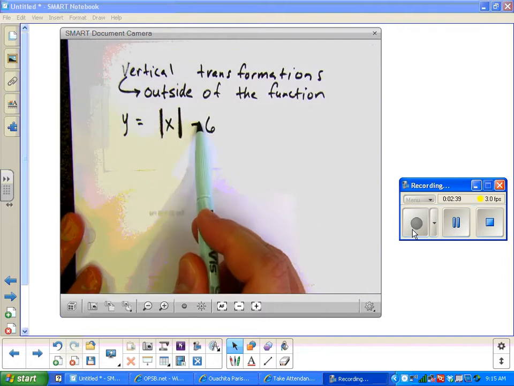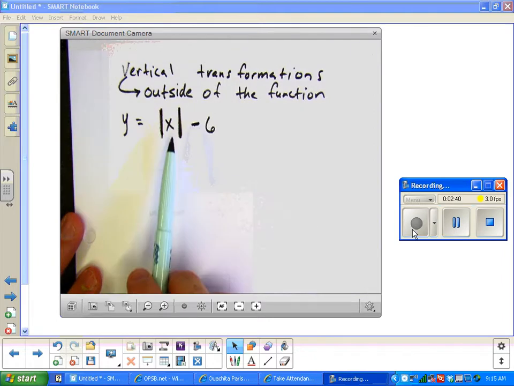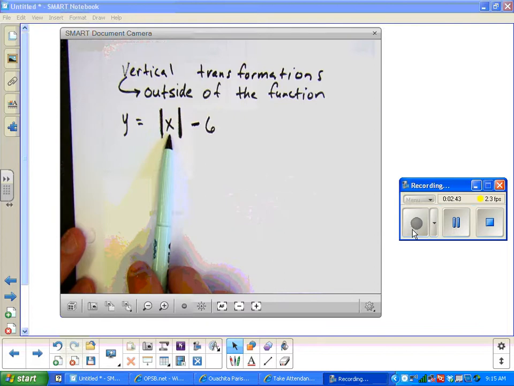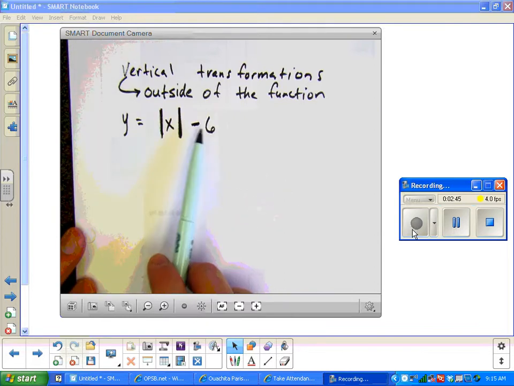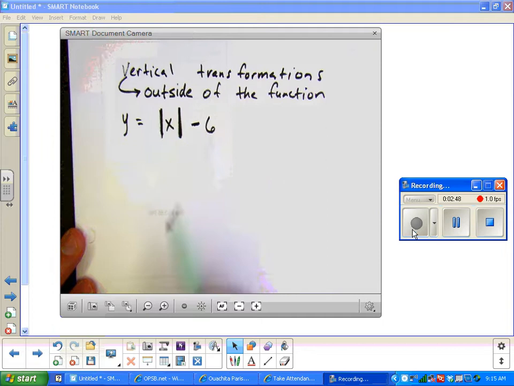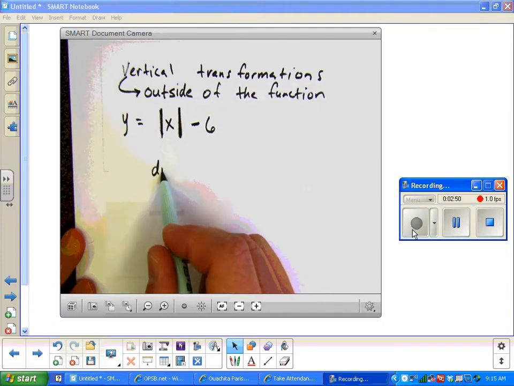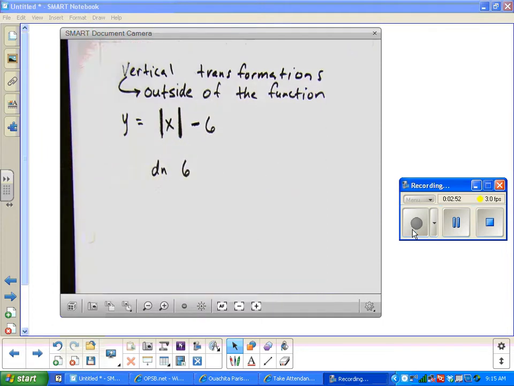Now, let's look at this one, and we'll start with this one since we did this one in Algebra 2. This is on the outside, so it's going to affect it vertically. How would it affect it vertically? Down 6. And that's called describing the transformation. So it's going to take the absolute value graph and shift it down by 6 units. Now, this is where we have to know what does the parent graph look like? What shape? It's V shape. So it's going to take the V shape and shift it down 6 units.